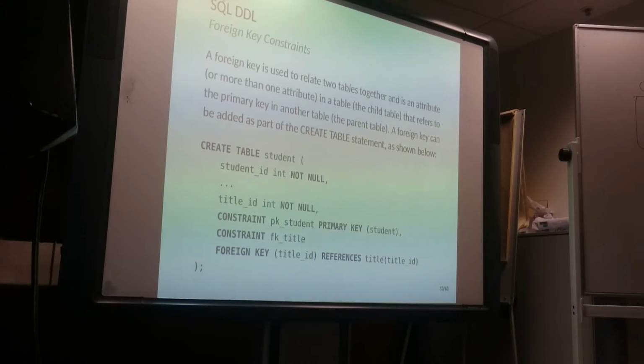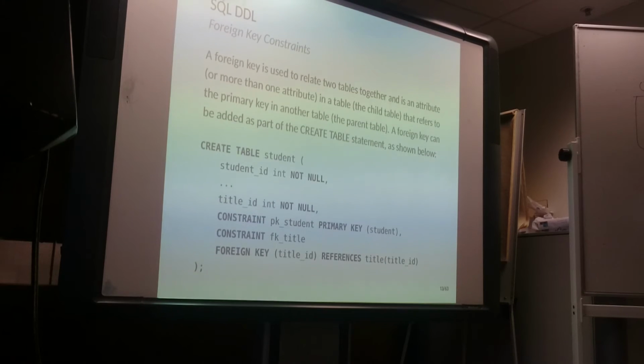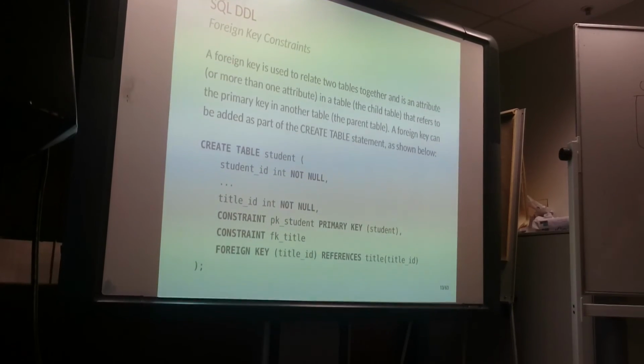So a foreign key is used to relate two tables together and is an attribute, or more than one attribute, in a table, the child table, that refers to the primary key of another table called the parent table. A foreign key can be added as part of the CREATE TABLE statement, and I'm sure you're going, yes, it can also be added using an ALTER TABLE statement. So I'm going to skip through all of the creation of the attributes and our primary key constraint, and I'm going to concentrate on the bit at the bottom here.